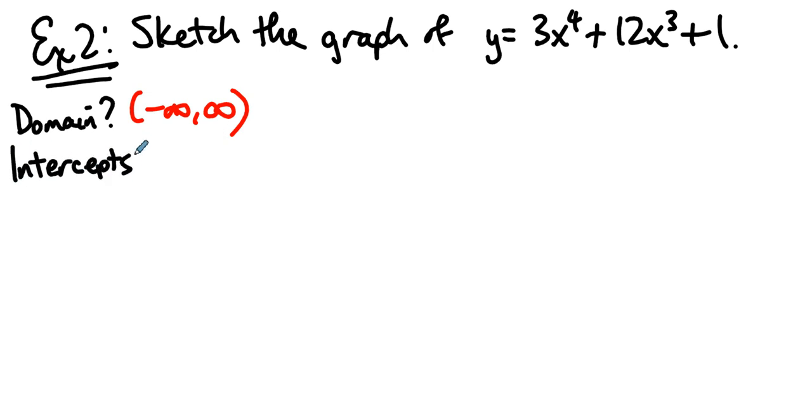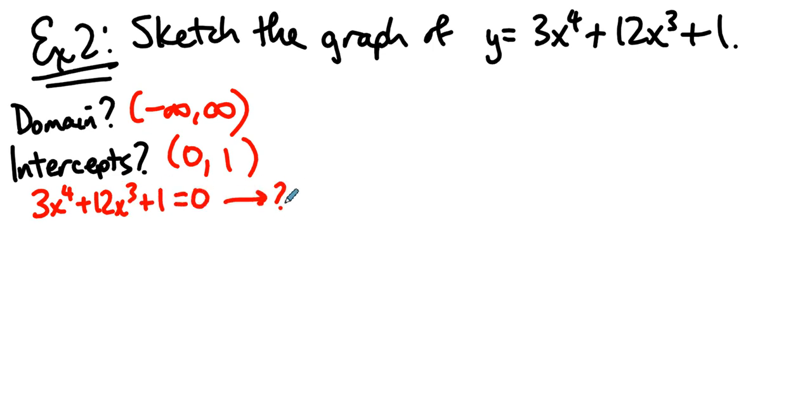Do we know what the intercepts are? Well, we know what the y-intercept is because we can substitute 0 for x. The x-intercepts are harder. Trying to solve 3x to the 4th plus 12x cubed plus 1 equals 0, I'm not sure how to do that. I'm not sure you are either. So I'm not too worried about the x-intercepts at this point.